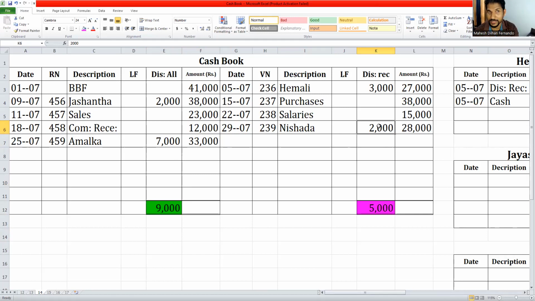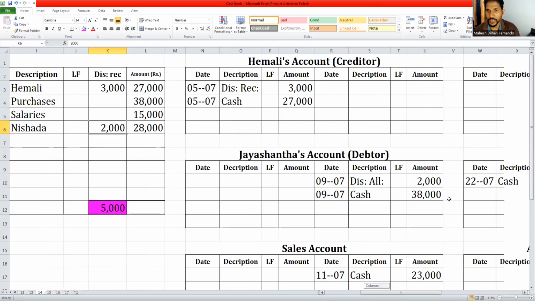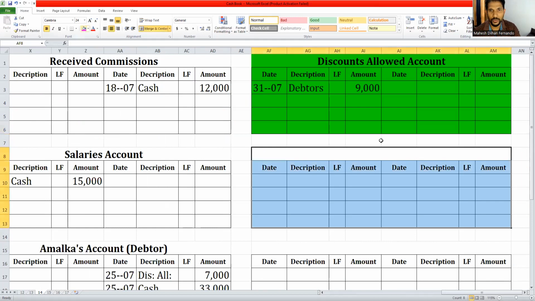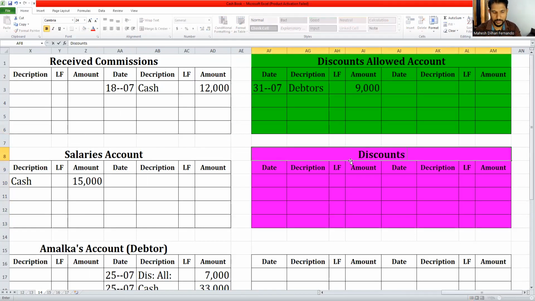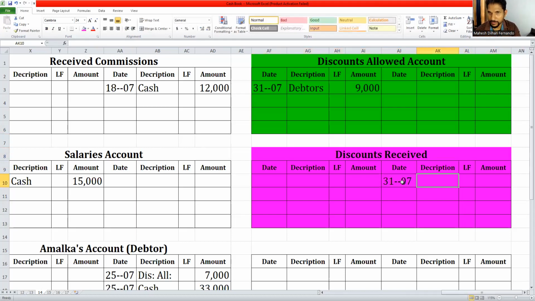Now I'm going to prepare the last account of the question, that is received discount. Discounts received. The date is 31st of July. Creditors. Amount is 5,000 rupees. So this account shows that as at 31st of July, we have received 5,000 discount from creditors. Do you understand?